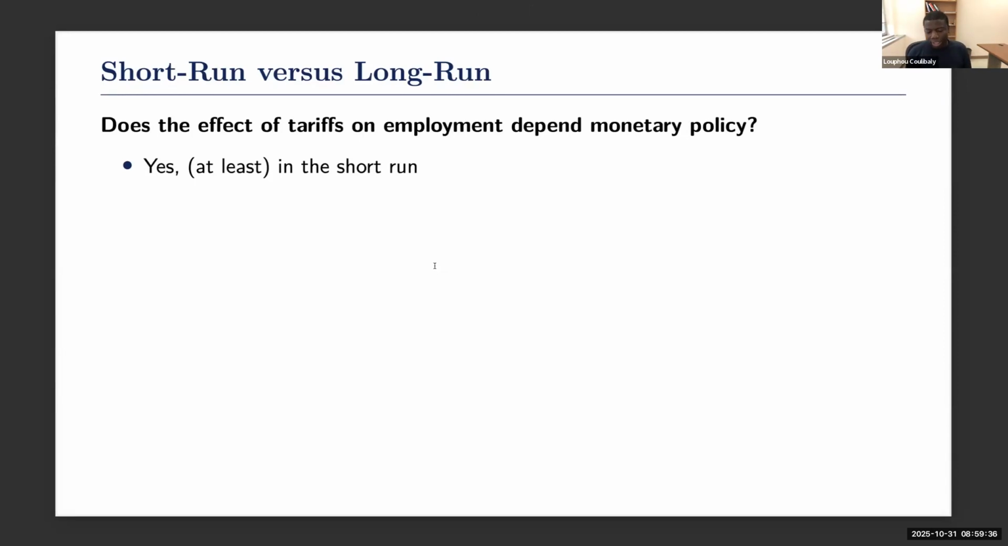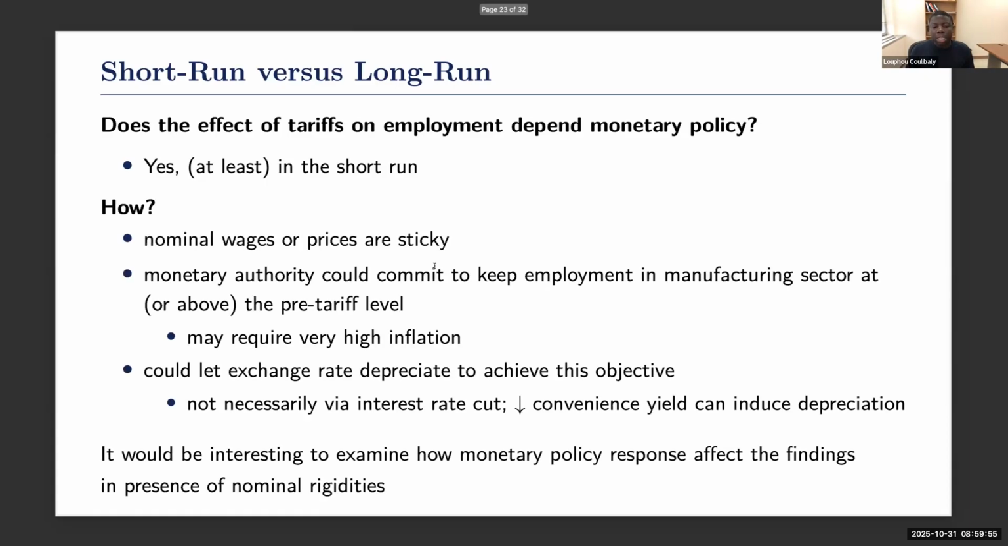at least in the short run, how tariffs affect employment in the manufacturing sector must depend on monetary policy. And that's because, if you remember, at the beginning of the presentation of the model, I said, let's assume that wages are fixed in the short run. So suppose for some reason that nominal wages are sticky, then the monetary authority could commit to keep employment in manufacturing jobs at the same level or above that level, regardless of the level of tariff. That's something that monetary policy can achieve.